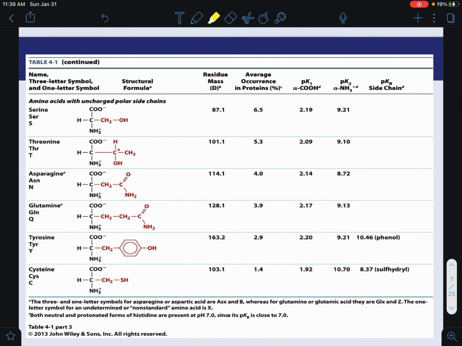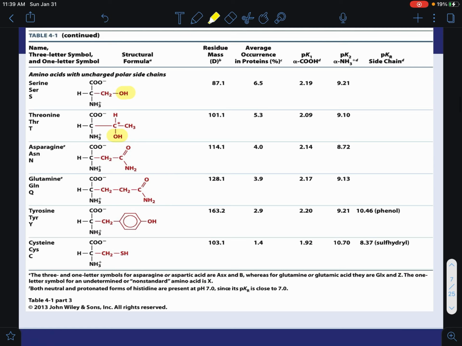And now moving on to our ones with polar side chains. An easy way to remember that these are polar is just to determine the type of group that is attached. So serine has a hydroxyl group, very polar group. Threonine also has a polar hydroxyl group. Asparagine has an amide group, and glutamine is the same thing. Tyrosine has another hydroxyl, and then cysteine has a sulfhydryl group.